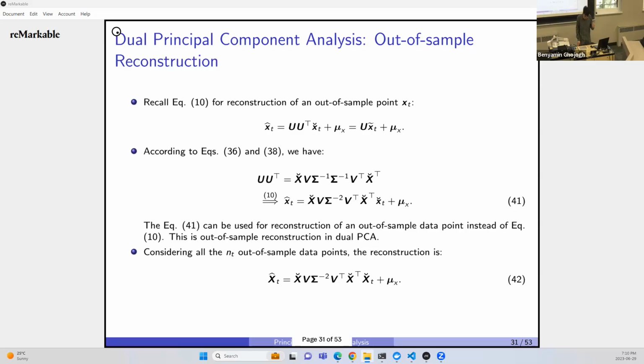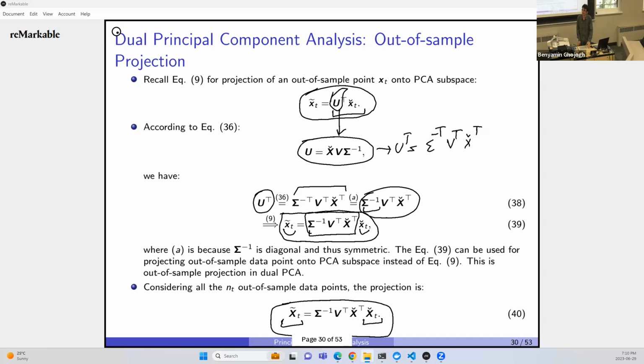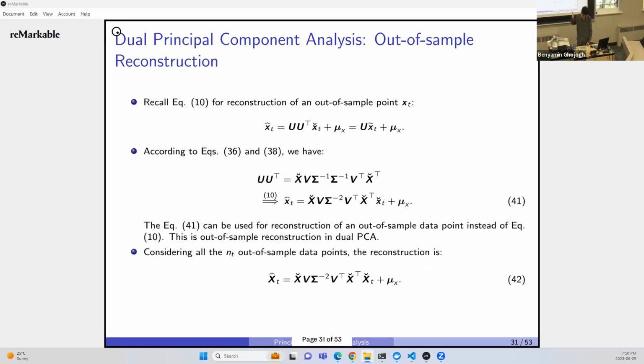Now XT, this was projection. Please correct me if I'm wrong. I said it wrong mistakenly. So this slide is projection of out of sample data in dual PCA. Now let's talk about reconstruction of out of sample data in dual PCA. So we have XT hat. So we have U transpose XT back hat plus mu X.